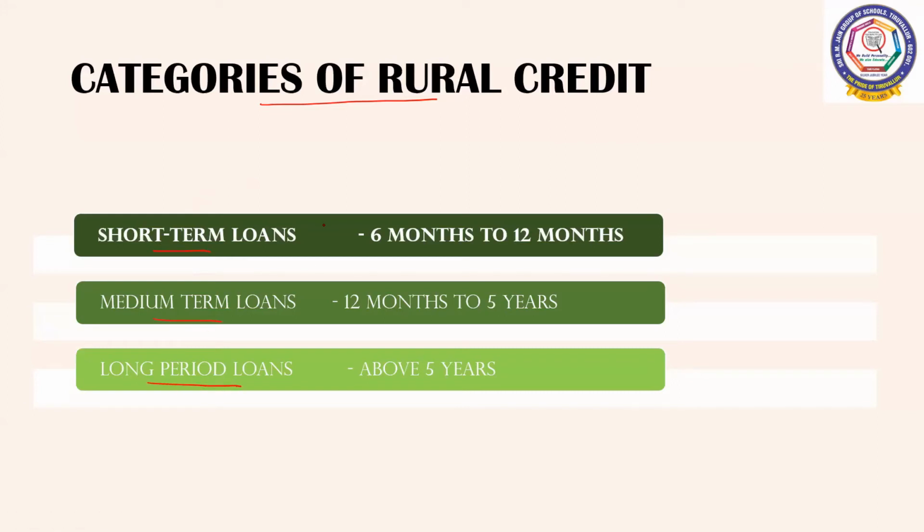The short term credit stretches over a period of 6 to 12 months. This loan amount is used for the purchase of farm inputs like seeds, fertilizers, pesticides, insecticides, etc. The medium term loan stretches for a period ranging from 12 months to 5 years. It means 1 year to 5 years.